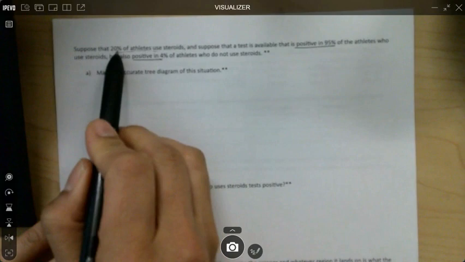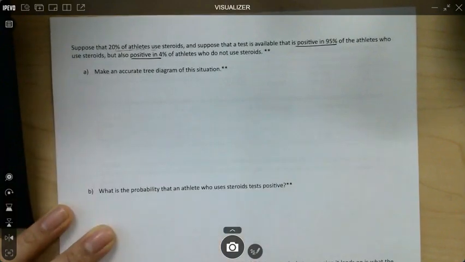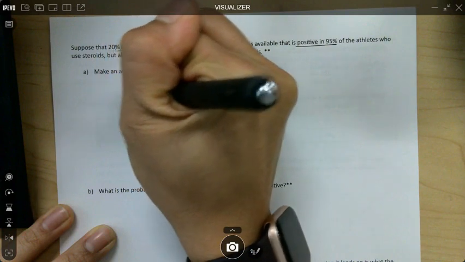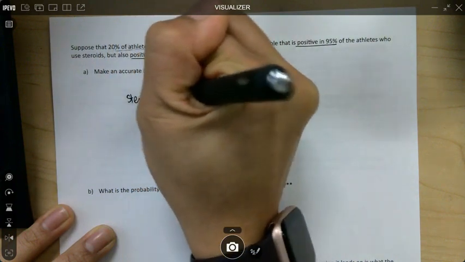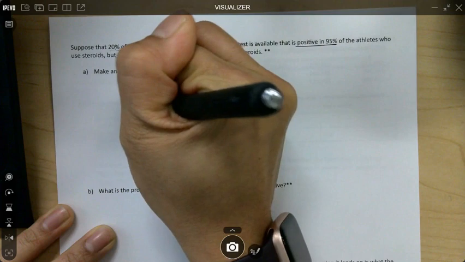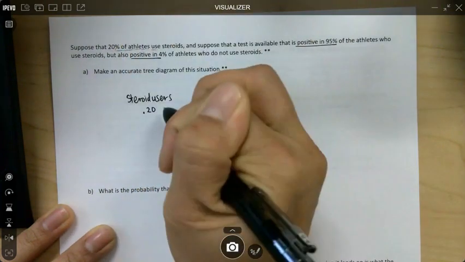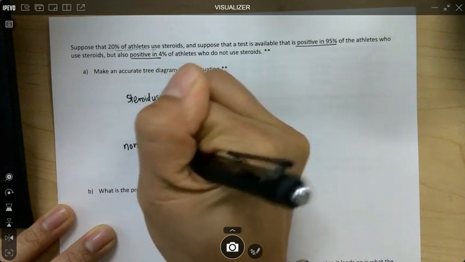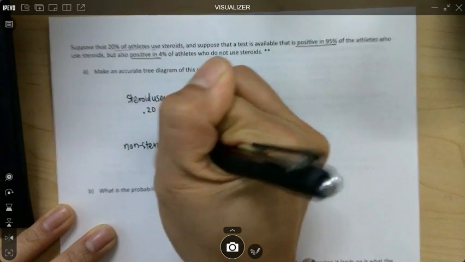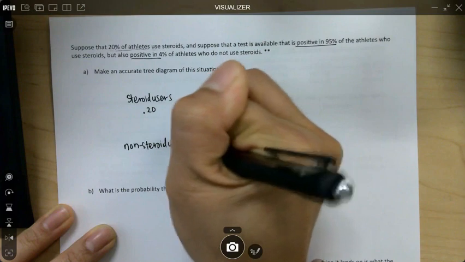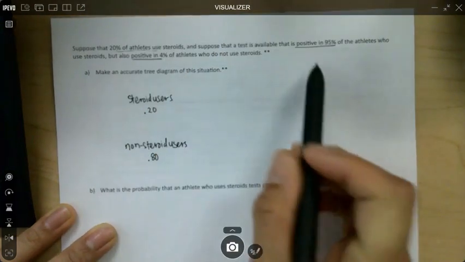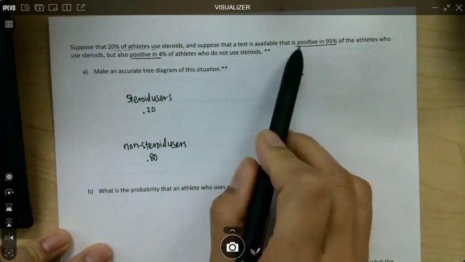So we're going to use the first piece of information they give us, which is this 20% of athletes using steroids. So that means that the steroid users is 20%, which is 0.20. So if 20% of athletes use steroids, that means that the non-steroid users would be 80%, which is 0.80.